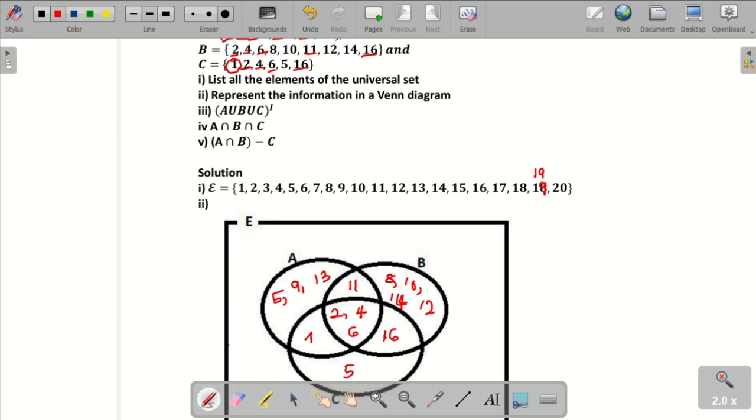Now we also know that the subsets A, B, and C are obtained from the universal set. So we are going to look at those elements that are not in A, B, or C but are present in the universal set. Let's identify them. Here, 7 is one of them. So we are going to write those outside. After 7, we have 15.